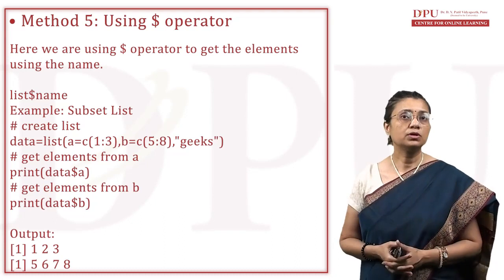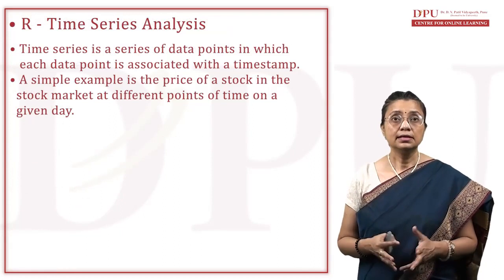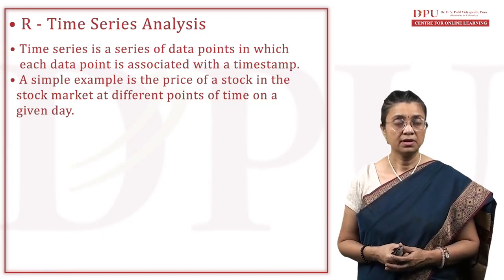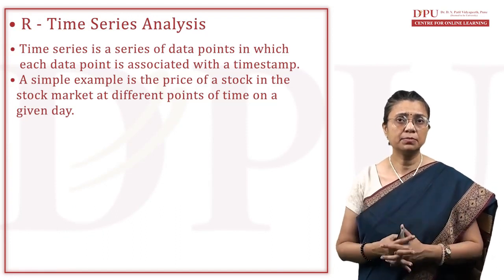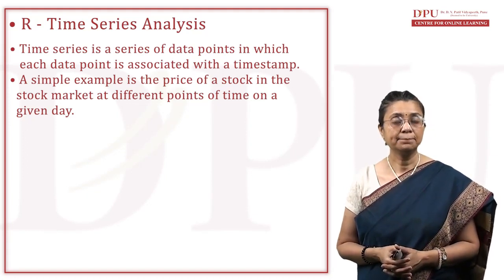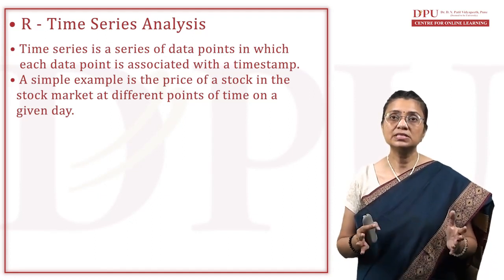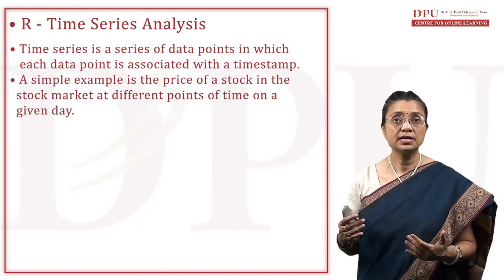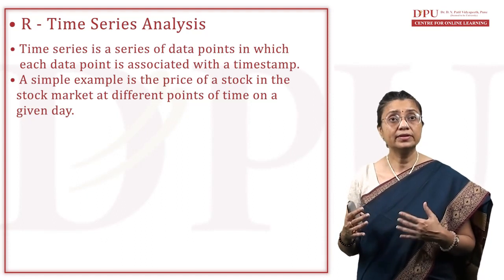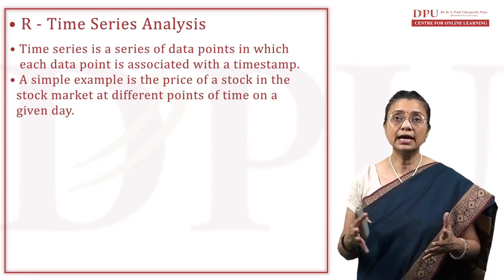Now, let's talk about time series, the concept of time series. What is a time series? Time series is a series of data points in which each data point is associated with a timestamp. A simple example is the price of a stock in the stock market at different points of time on a given day. Another example is the amount of rainfall in a region at different months of the year. The amount of rainfall varies in every month. It can be high in January, low in February, and very low in March. That is why, if we talk on the timeline, we find that the value varies. So that is time series.